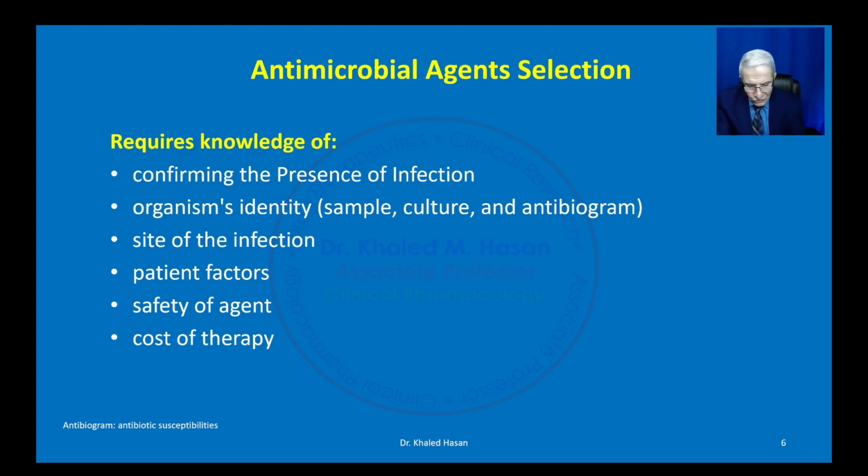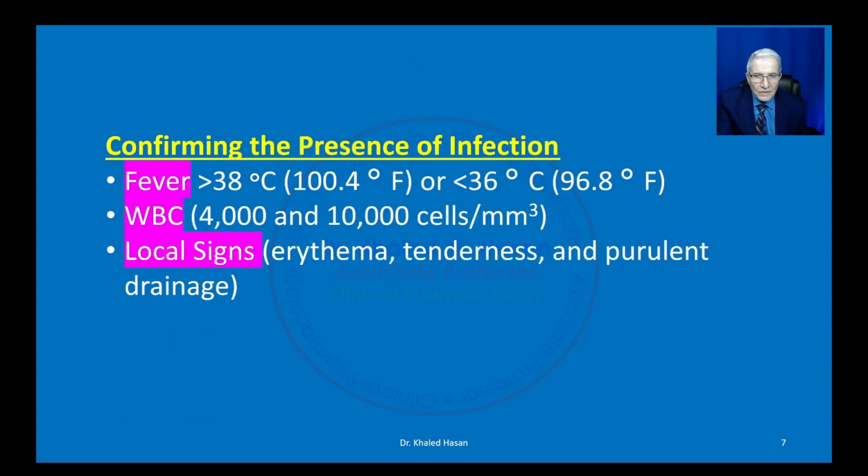Okay, patient factors, we need to look at the age of the patient, for example. Then the safety of the medication. Some medications may cause ototoxicity or nephrotoxicity. Then the cost of therapy. We are going to cover all these variables in the coming slides.